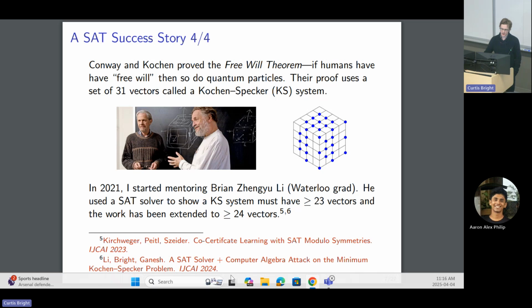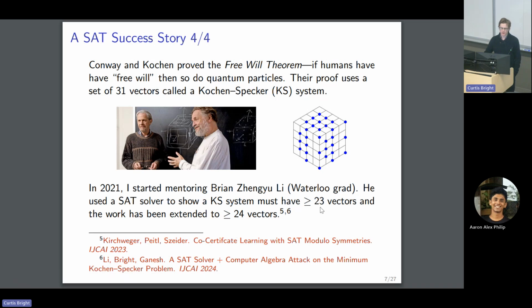We actually showed with the SAT solver that you must have at least 23 vectors in a KS set. And actually we extended that even to 24 vectors. So again, what you do is reduce the problem to SAT and say, okay, we're looking for 24 vectors which satisfy these properties that a KS has to satisfy. And then it either finds one, by finding a satisfying assignment of the formula, or it shows there's no satisfying assignment, which then proves a lower bound, right? This KS set with 24 vectors doesn't exist.